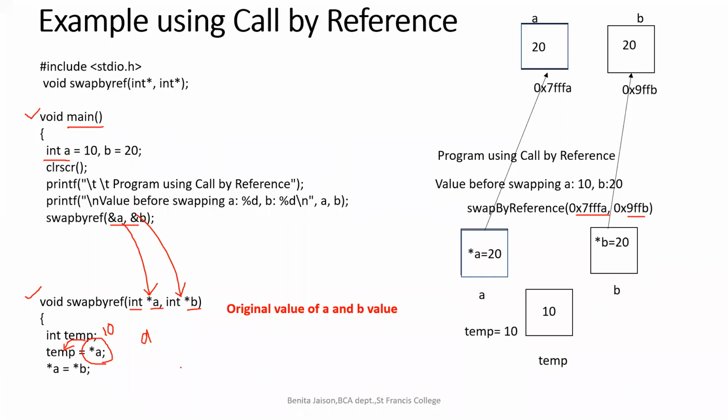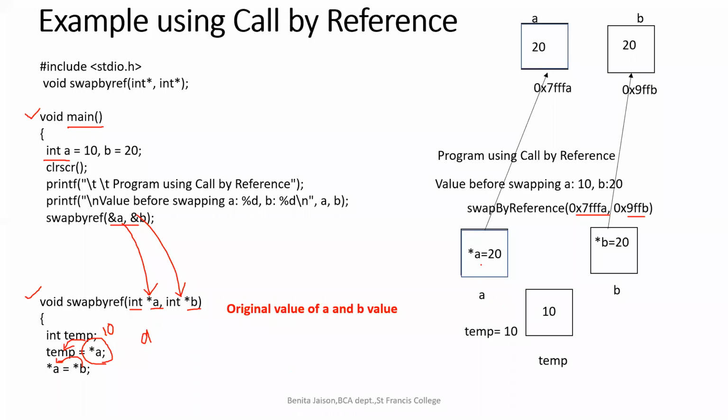Now in the next step, we will be copying the value of B to the dereferenced pointer variable A. Both are dereferenced, so we will be accessing only the values. If I just give A equal to B, it will copy the address which is in B to A. Now as we are using star A and star B, what will happen? It will copy the value which is in the address location of B. So in the address location of B, what do we have? 20, right? 20 will be copied to the address location of A.